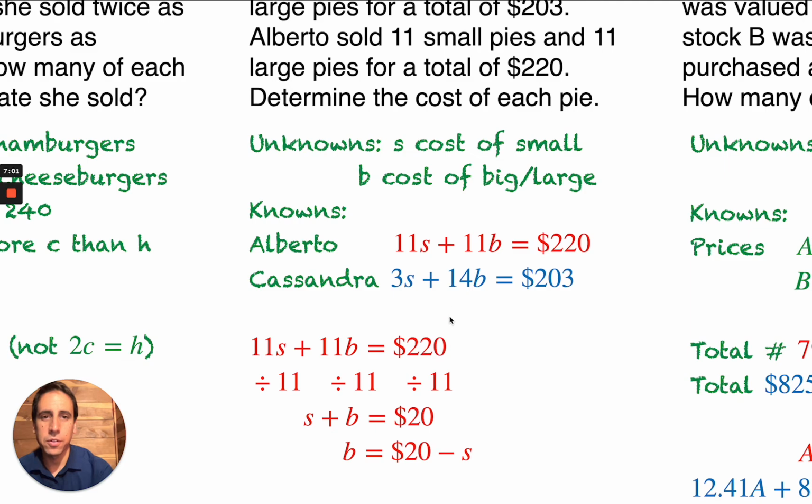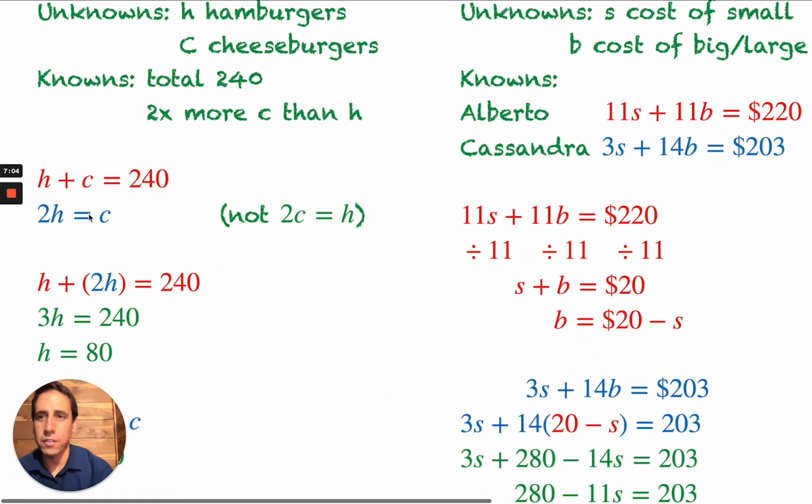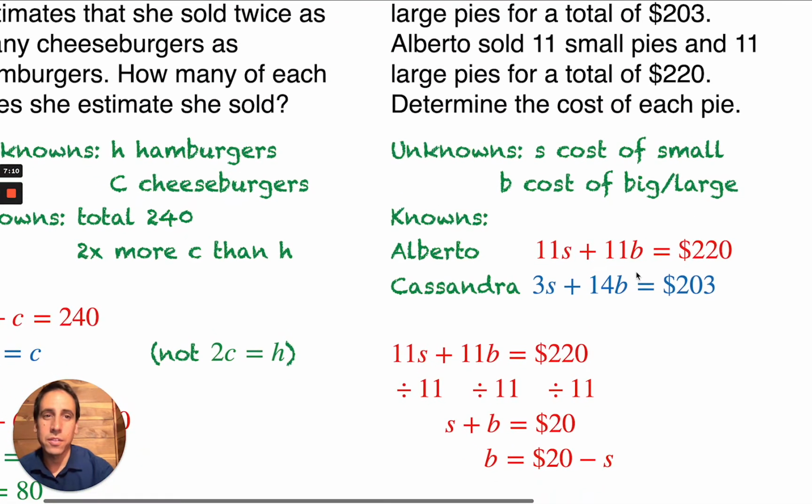And one thing that made this technique possible over here was the fact that C was all by itself. It's going to be a little trickier because none of these variables are already all by themselves, but I can rearrange them. This Alberto's equation happens to be, you can divide all the terms on both sides by 11 and still keep the numbers relatively easy to work with. So you divide by 11, and all the terms on both sides divided by 11 gives you S plus B is equal to $20. And then you could choose either one you want to get all by itself. I just chose S to subtract from both sides and get B is equal to $20 minus S.